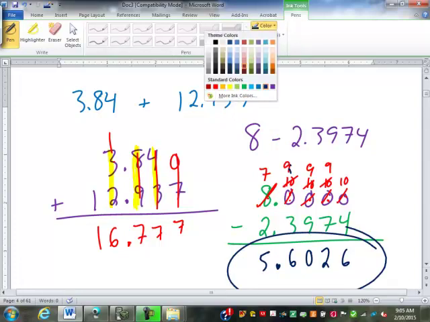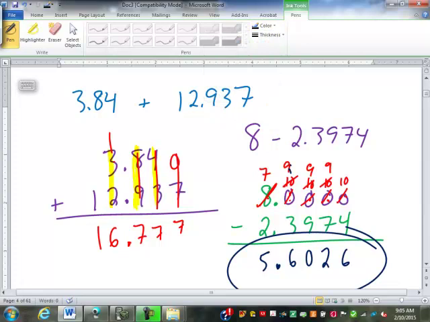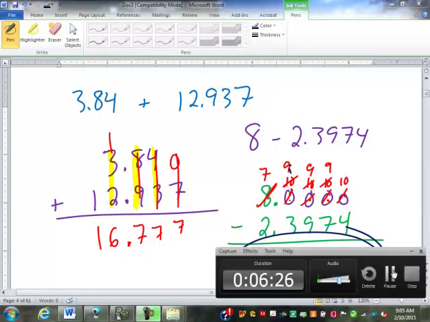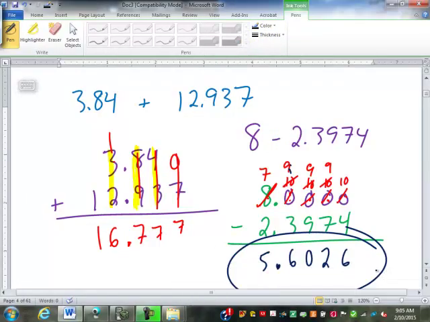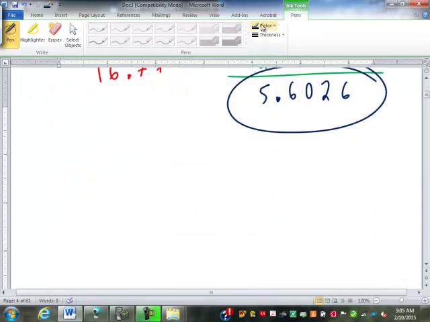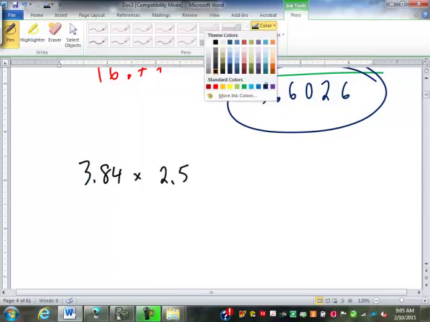So yeah. I realize I'm blowing through the decimals really quickly. But you can do the decimals on your calculator, it's really easy, so I'm not going to spend a lot of time on it. So anyway, multiplication. Let's do 3.84 times 2.5.